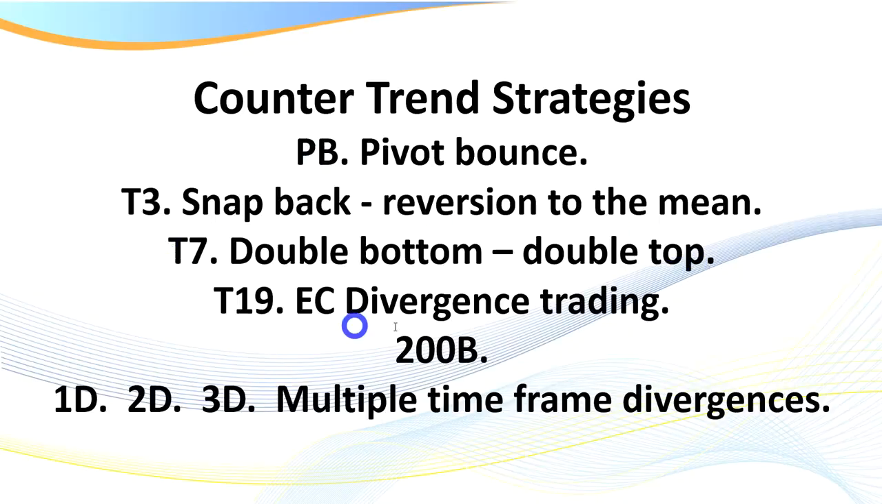So double tops, double bottoms, very easy to recognize, and we'll go through a few rules with those in a moment. Then we've got the classic T19. Now a T19 is a code. You may notice we code all of our setups, but a T19 is just where you've got standard divergence on your entry chart, and that's also your lowest probability divergence. When you've got divergence such as a 1D, 2D, or a 3D, that's where you've got divergence on your higher time frames. Much more powerful signal.